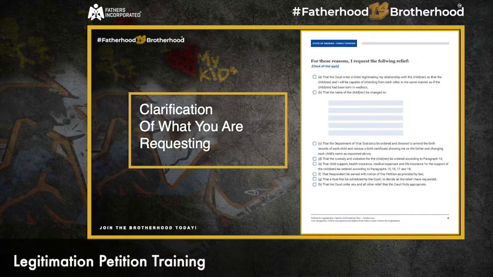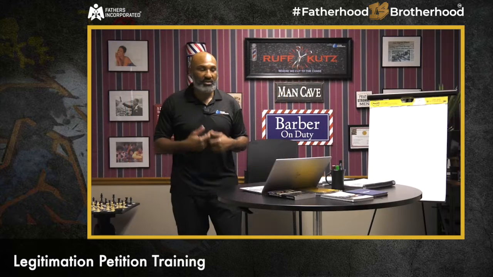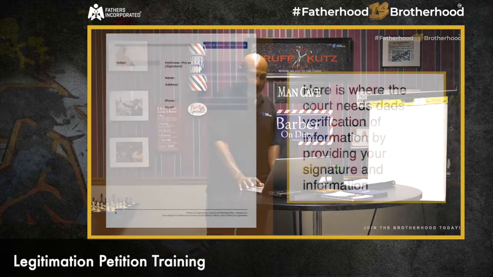All right. Clarification of what you are requesting. All right. For these reasons, I request the following reliefs. So those are all the reliefs that I just mentioned in the previous slide. All right. Name change. I want to have my name added to the birth certificate with vital records. Custody and visitation, parenting time. All right. Child support, insurance. And then I need to make sure that I do my due diligence in having the mom served.